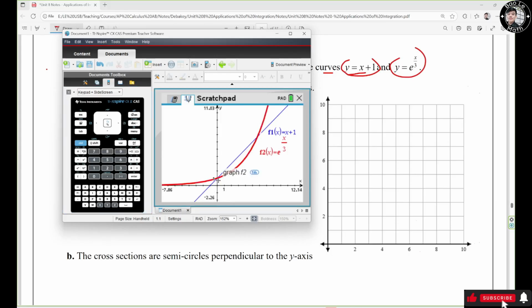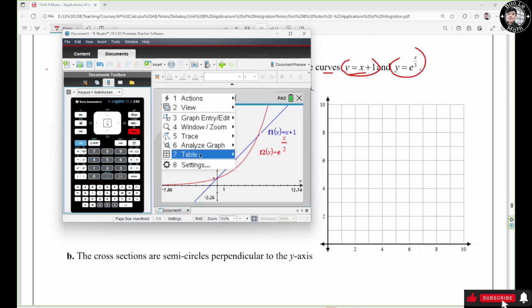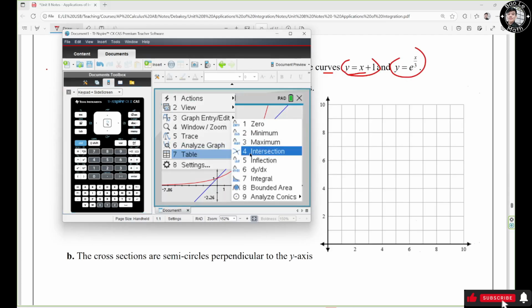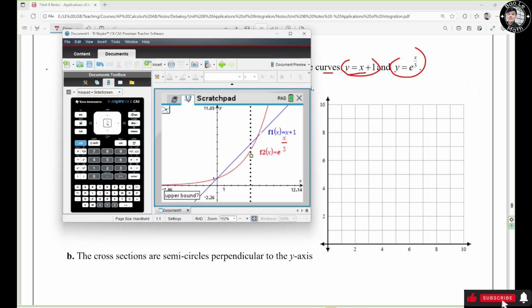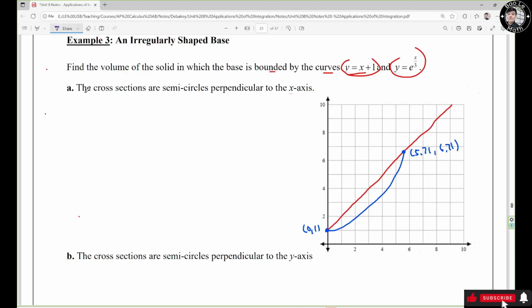Now the intersection right here is s equals 0, y equals 1. We need to find the other intersection right here, so we're going to hit menu, analyze graph, number 4. Move to the left, move to the right. It's going to be right here: 5.71 and 6.71.